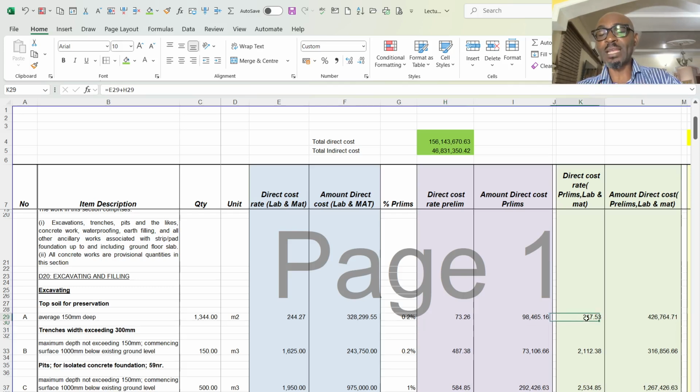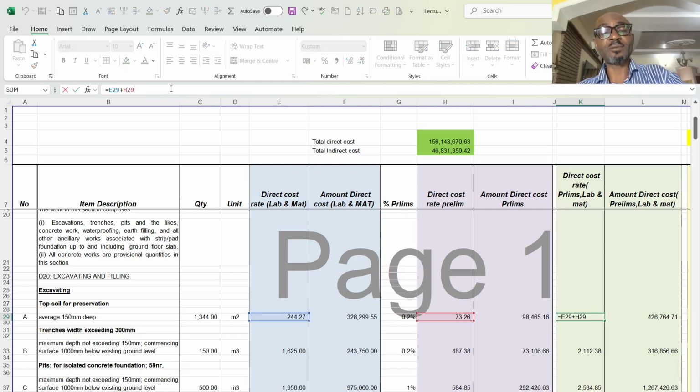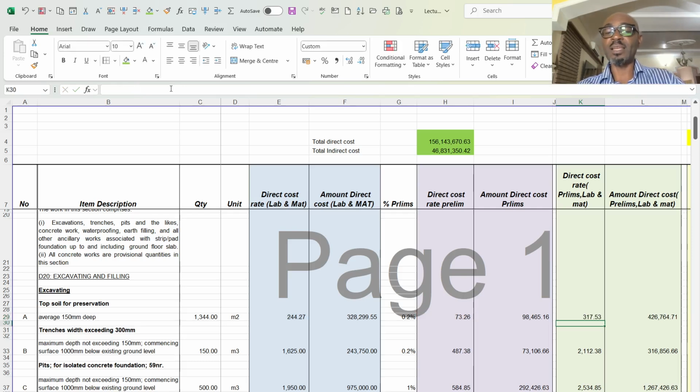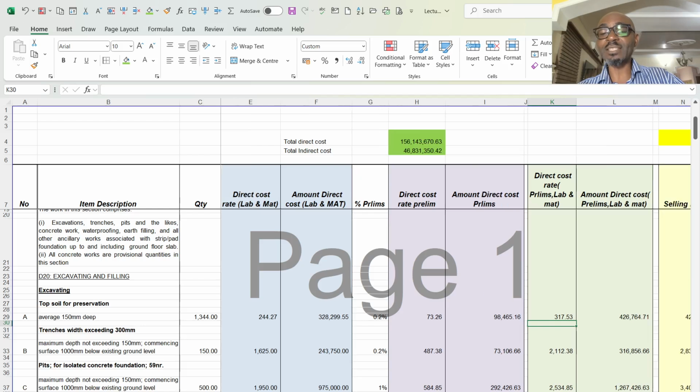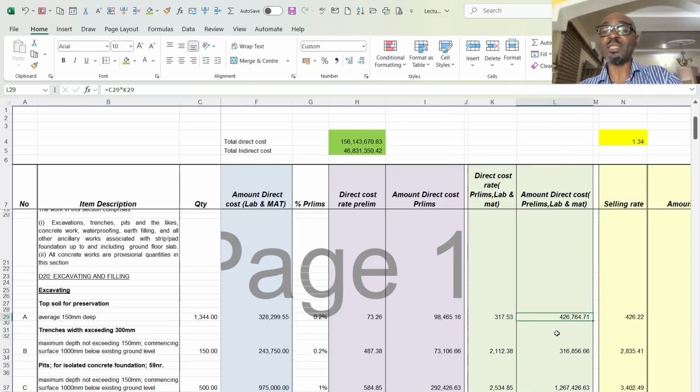So I now came further here. I added these two rates, the preliminary rate, which is 2% of this total amount representing 2% of this 156 million. Then I took the 2% from the 46 million and divided it by the quantity to give me 73,000. So I added these two unit rates together. It gives me the rate that has preliminaries in it. That is why you see I have direct cost rate, preliminaries, labor, and material. Then I multiply it by the quantity to give me this amount.